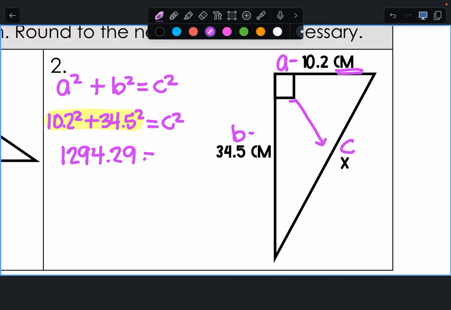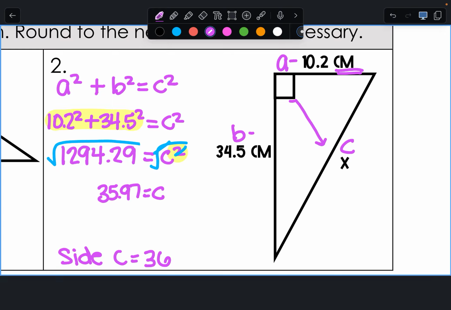1,294.29. Now C still has this little 2 on it, so to find the side we need to square root it. Taking the square root gets rid of that little 2. So we take the square root of 1294.29. What do you get? 35.97. Which 35.97, you can go ahead and say that the side C is what? Yeah, it rounds to about 36 centimeters. All right, questions? Okay.